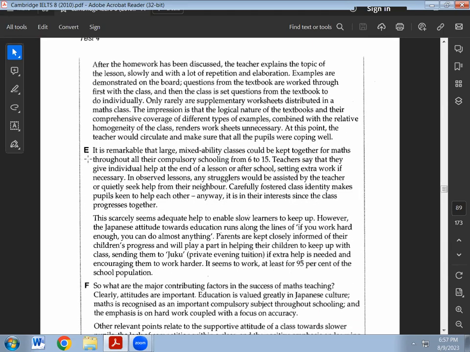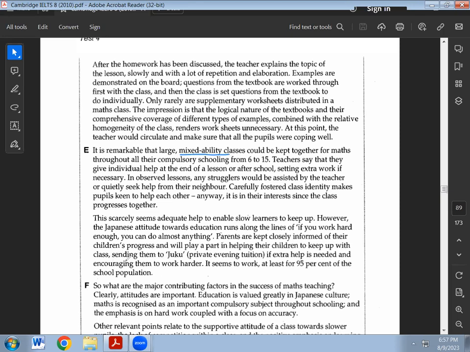It is remarkable that large mixed ability classes could be kept together for maths throughout all their compulsory schooling from 6 to 15. Okay, let me tell you what this mixed ability class is. This is a teaching terminology: teachers usually keep weak students and intelligent students in one class, so weak students will also be learning from the intelligent students. Okay, just suppose you don't know the meaning of mixed ability class. No worries, let's go to the bottom.